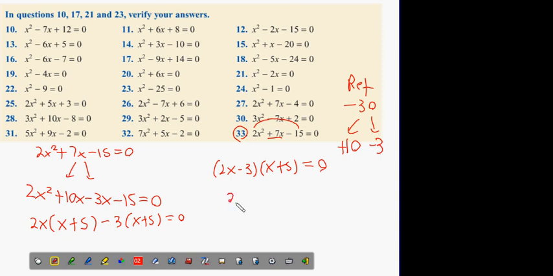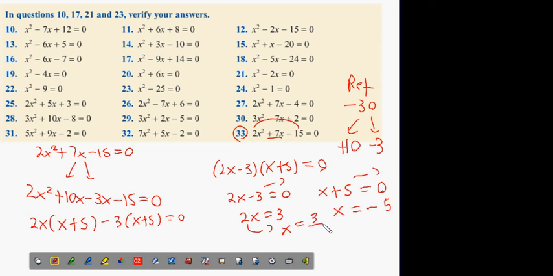So it's 2x minus 3 is 0. And then the other one, x plus 5 is 0. Okay. Then x plus 5 equals 0 and 2x minus 3 equals 0. 2x equals 3 and x equals 5. And when it moves across an equal sign, minus 5. And then where does the 2 go? It's multiplied by x on the left, which means divide by 2 on the right.